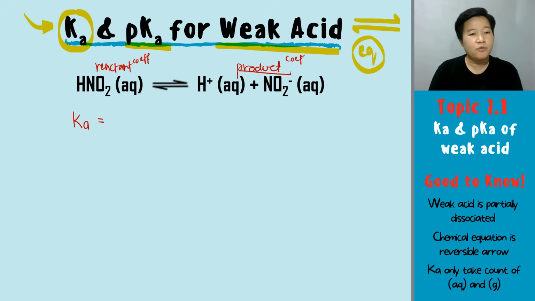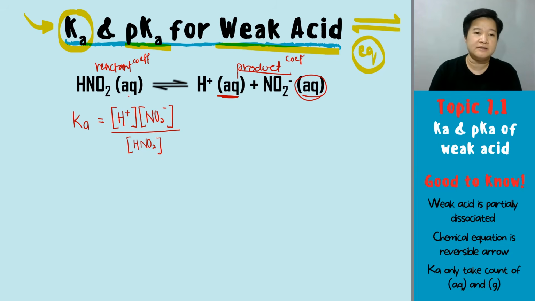Okay? So Ka will always be in respect of concentration. Your product will be the concentration of H plus times the concentration of NO2 minus, divided by the concentration of HNO2. So why are we taking everyone? Because everyone is in aqueous. Since everything is in aqueous, your Ka will take count of everything. Bear that in mind: it is the product versus the reactant.